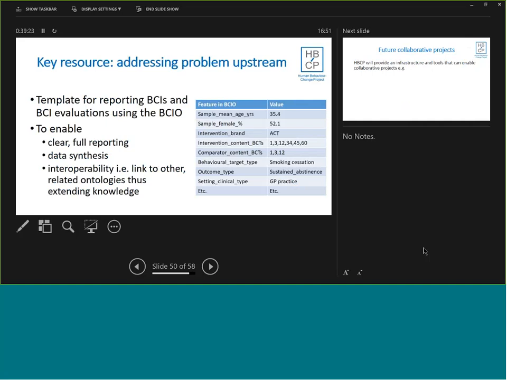Now, if we can get researchers reporting their research from the beginning, this can all go straight into machines and computers and doesn't have to come through the laborious and very inaccurate route of putting it into words and then us trying to interpret words. So this would enable clear and full reporting, massively revolutionise data synthesis, and be fantastic for this issue about interoperability, linking different ontologies from different domains to each other and extending knowledge.